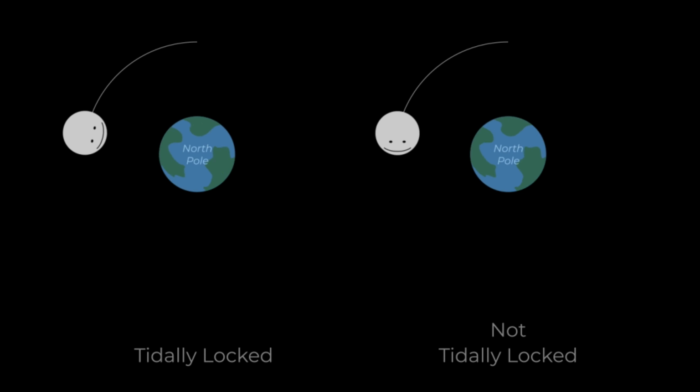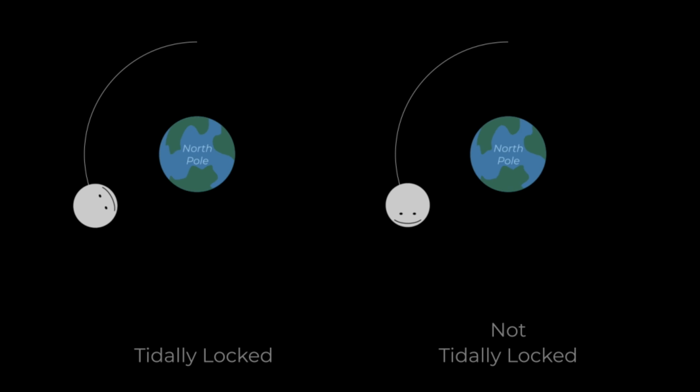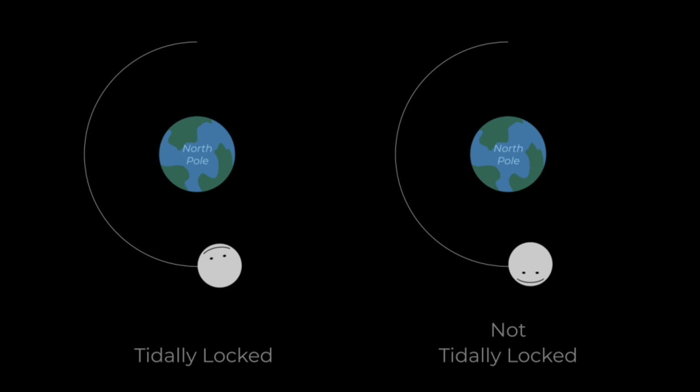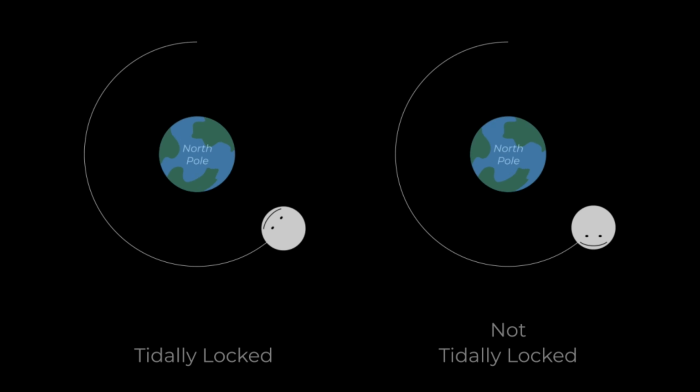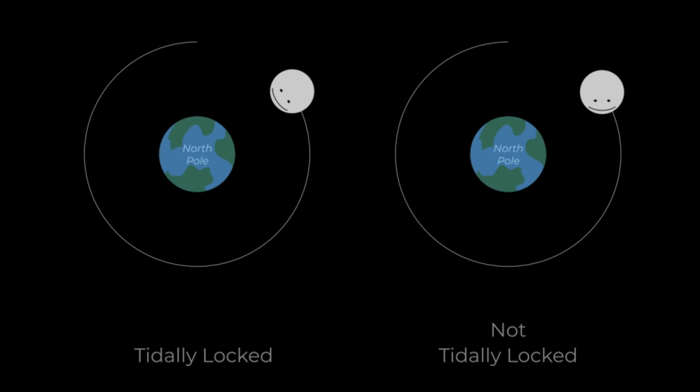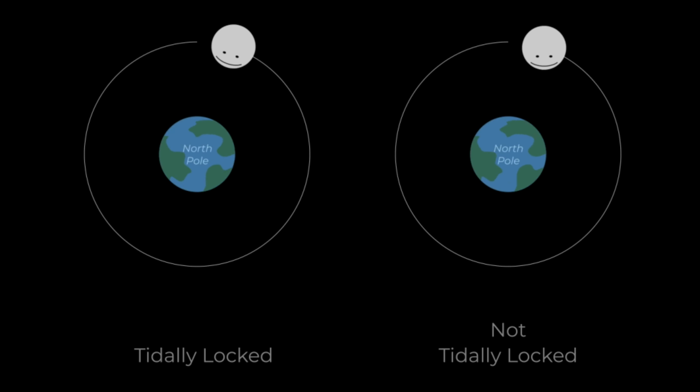Notice how in a tidally locked system, the face of the moon stays pointed at Earth because it's rotating at a rate that allows us to see the same face. While in a non-tidally locked system, different parts of the moon can be seen from Earth depending on where it is in its orbit.